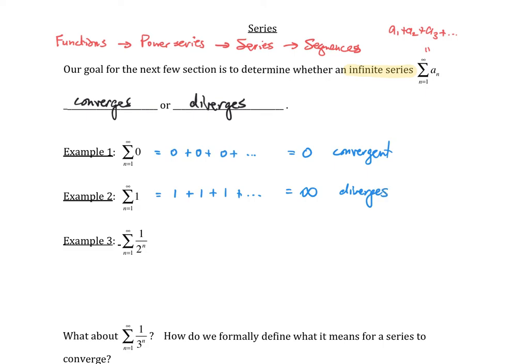But this next series, example three, is a little bit more interesting. So if you take 1/2, that would be the first term, and then you add 1/4, which is the second term, and then 1/8, which is the third term, and 1/16, and you keep going, what are you going to get? Well, in this section, we will see that you're going to get the number 1. So this is going to be a convergent series as well.